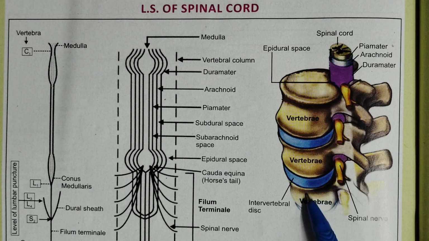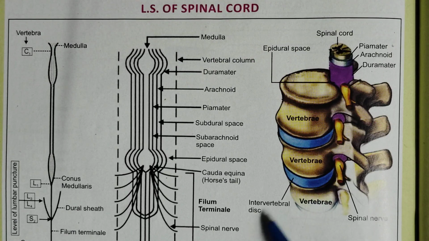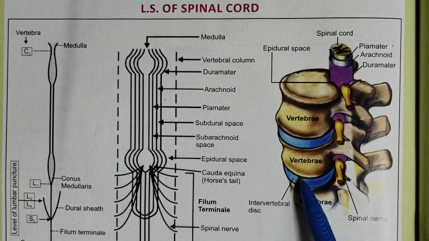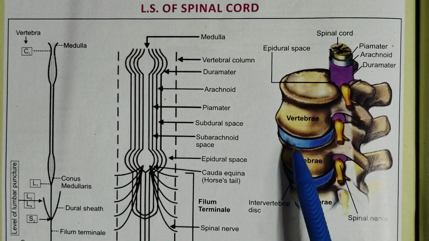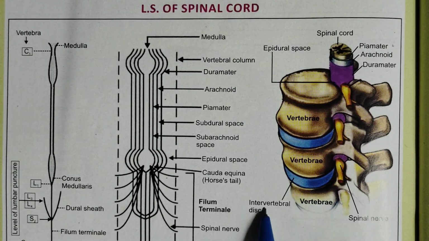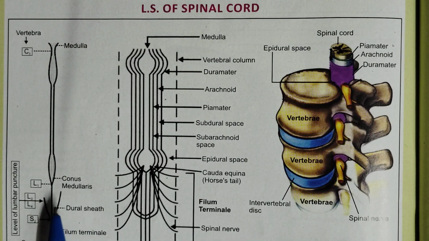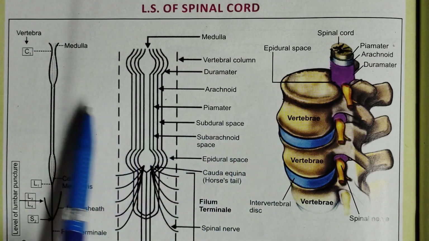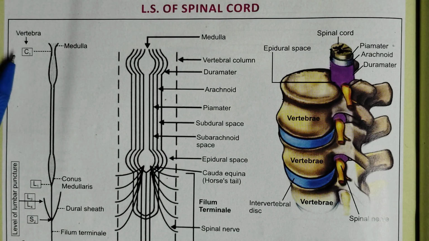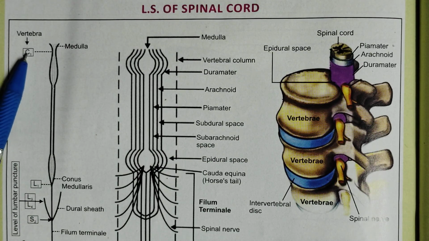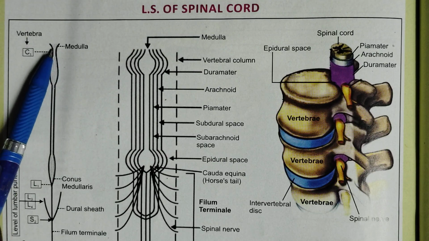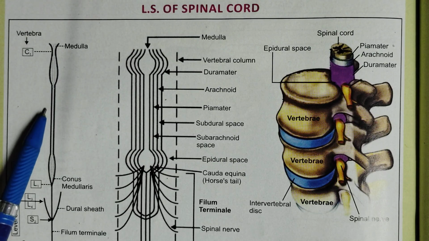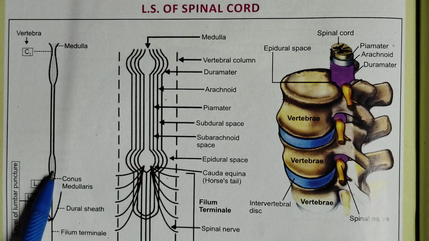Between two vertebrae there is an intervertebral disc. This bluish part is called the intervertebral disc. Now, each of these parts is called a vertebra. We denote them with C1, C for cervical, and there is the medulla and this long spinal cord.